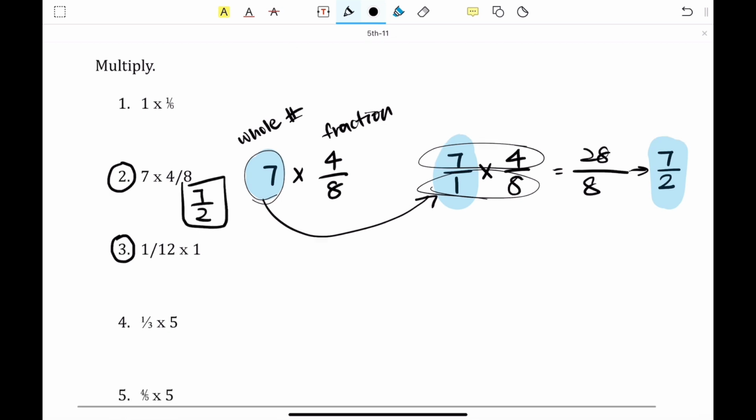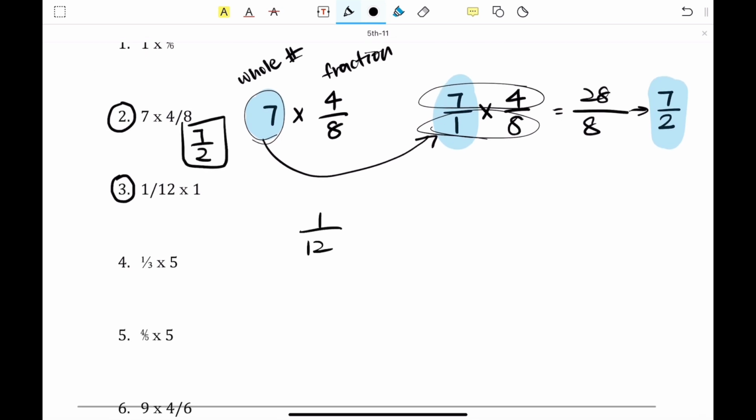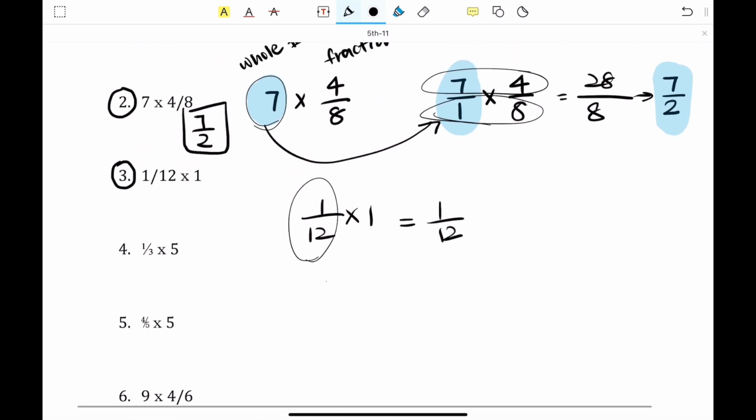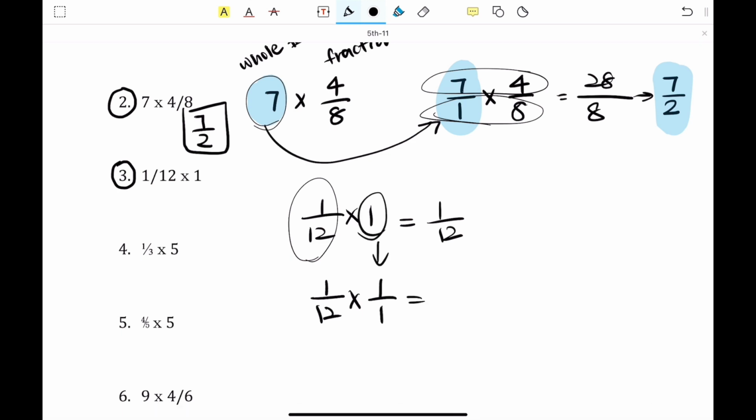So now we're going to number 3, 1/12 times 1. Well, we know anything that you multiply by 1 will always be equal to itself, so it will be equal to 1/12. But I'm going to show you how it looks when you're actually doing it. So 1/12 times, we're going to change the 1 to a fraction, so it's 1/1. And you just multiply the numerators, multiply the denominators, and we'll get 1/12 as your final answer.